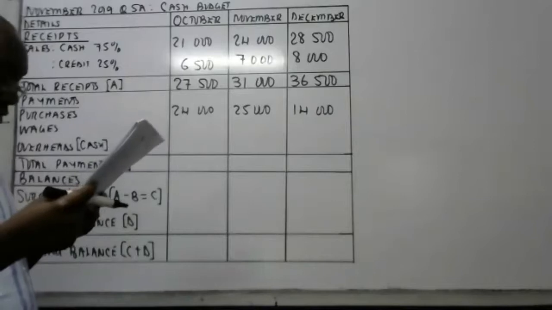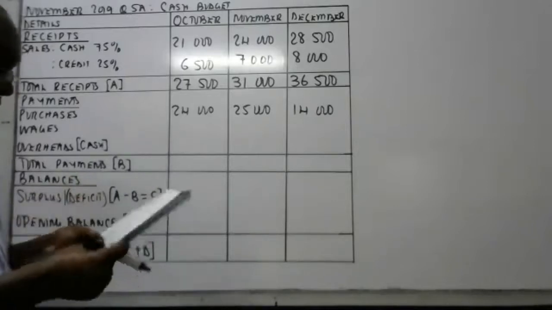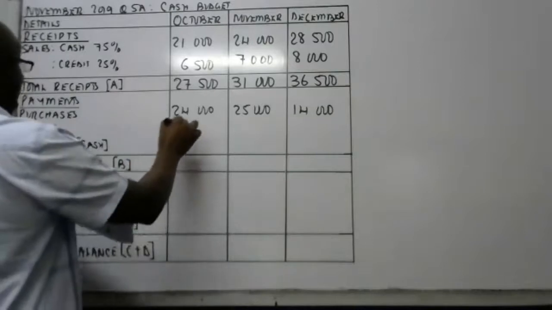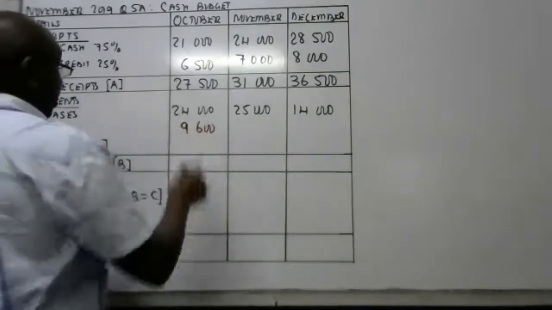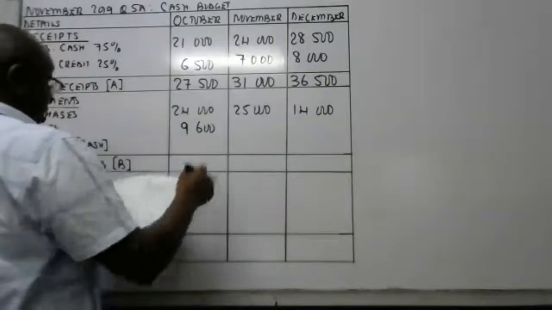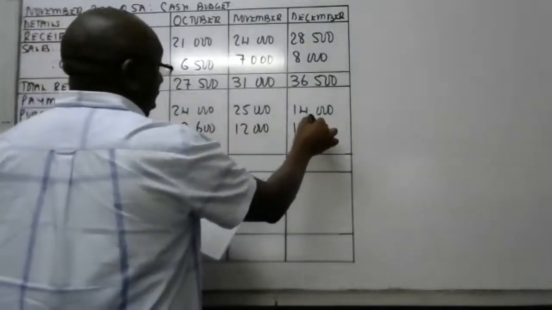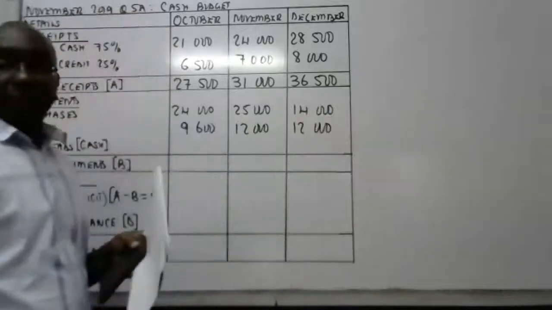Wages, we are told they are paid as they become due. So in October, we are paying 9,600, 12,000 and 12,000.